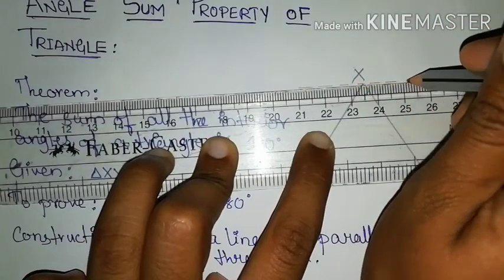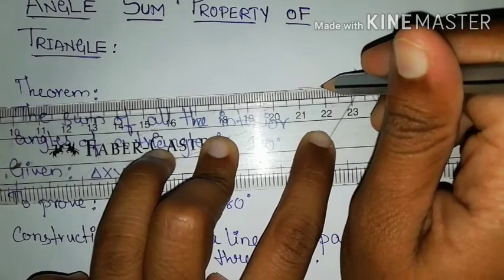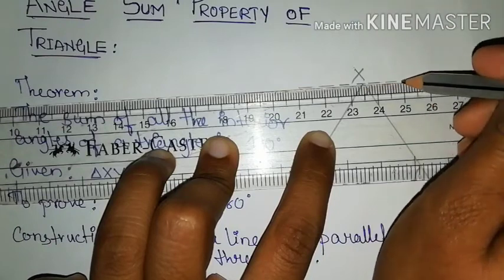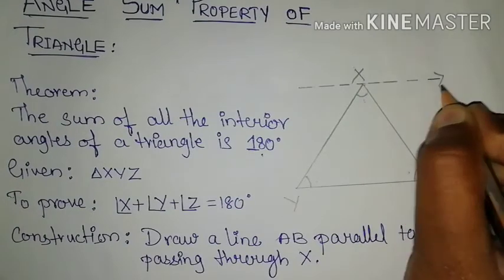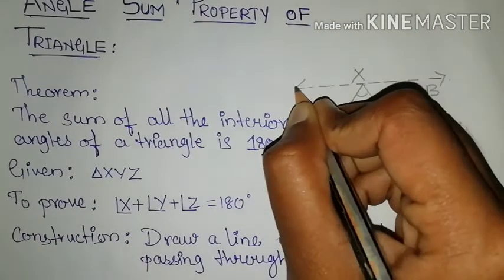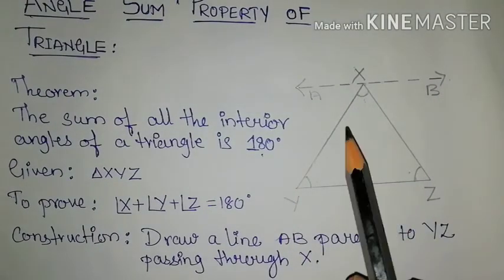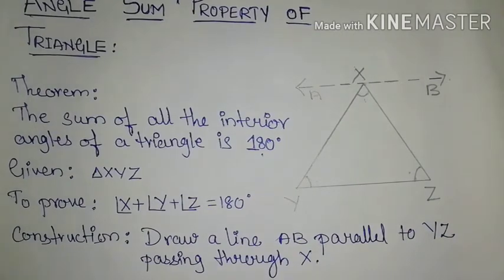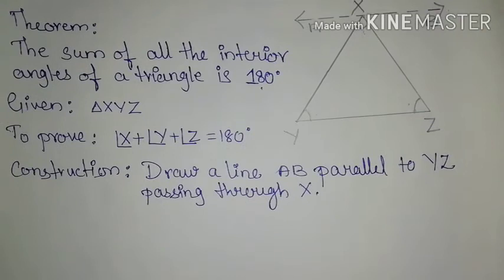Since we are constructing or drawing a separate line which is not part of our triangle, we are using dotted lines. This differentiates the constructed part here. So this is our line AB, which is parallel to YZ, and it passes through or touches the triangle at vertex X. So now let us prove it. The next part is proof.